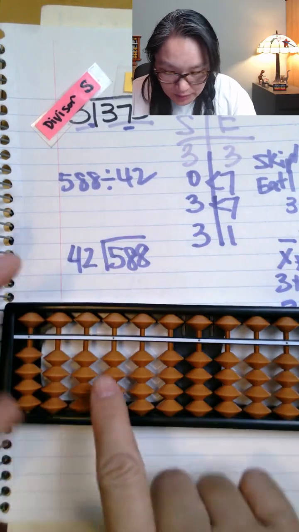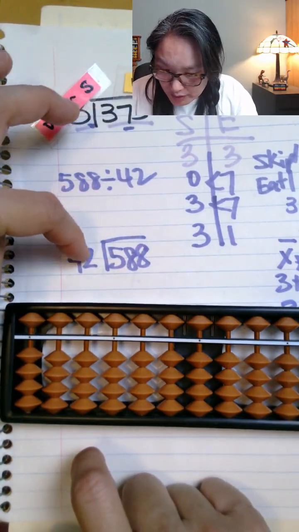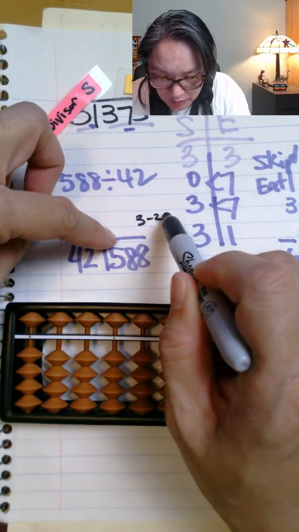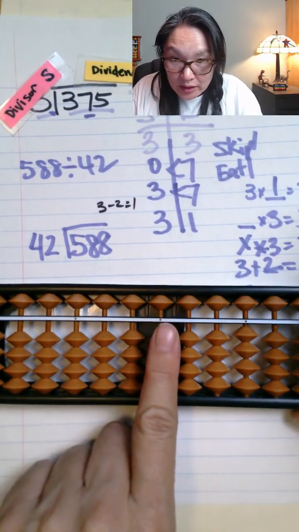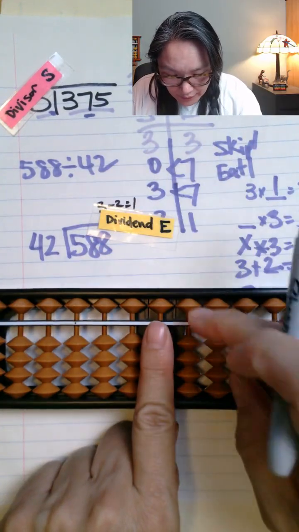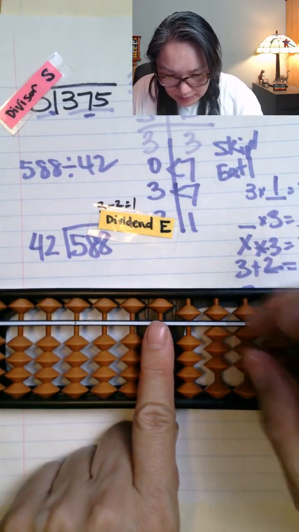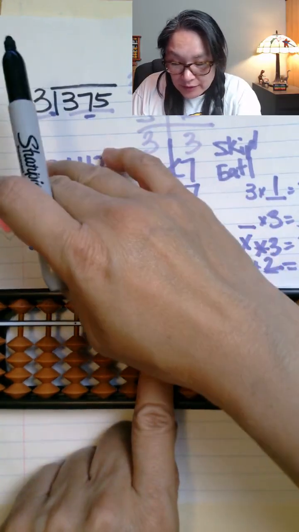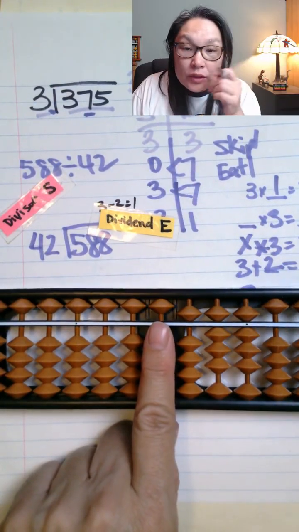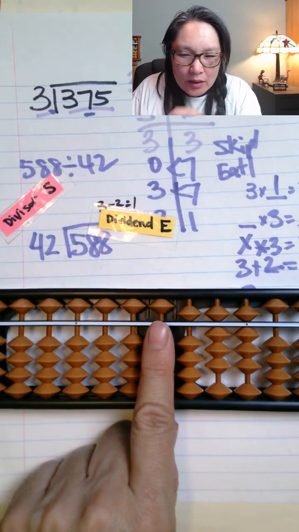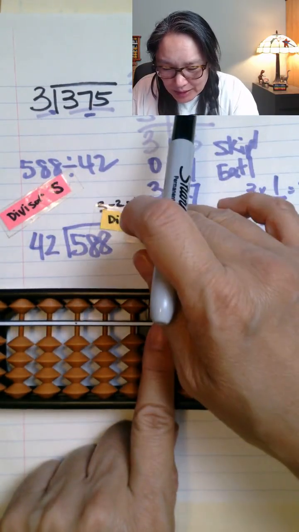What's going to happen is we have 3 digits here, 2 digits here. 3 take away 2 is 1. Does that make sense? So my answer is going to go here, right in the middle. But first I'm going to put my dividend, 5, 8, 8. The difference here is we still break it up. We do partial quotients, we do it in manageable chunks.